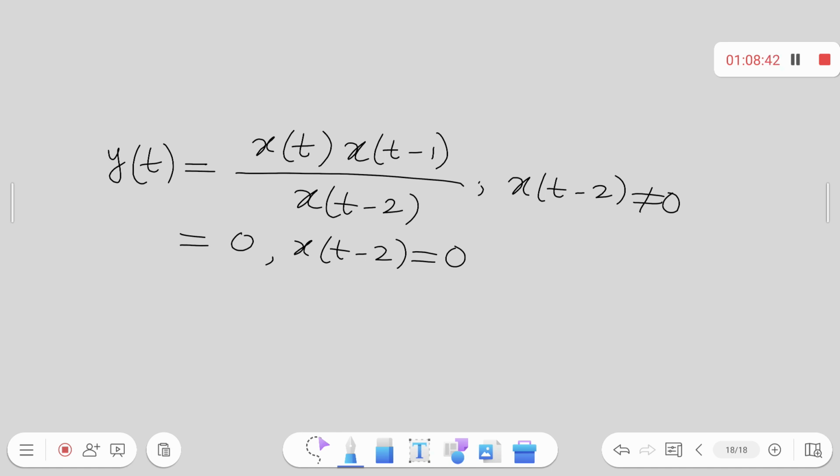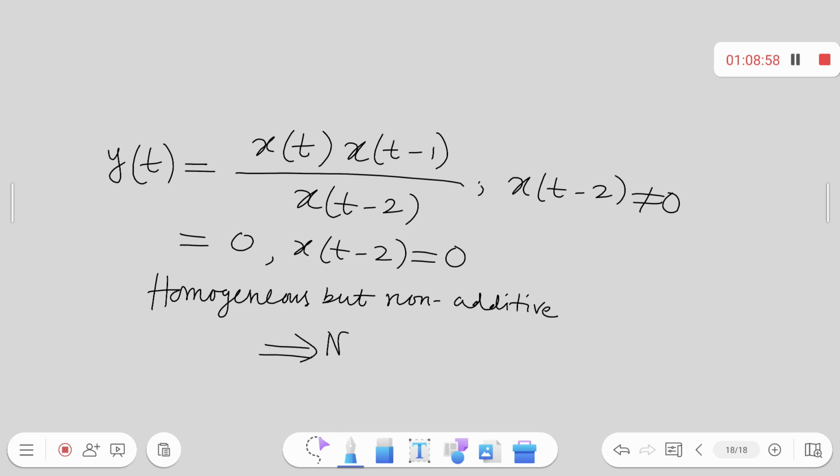So this system is homogeneous, but non-additive. So final conclusion is that this system is non-linear. In fact, most of the systems that we deal with in practice, they are non-linear.